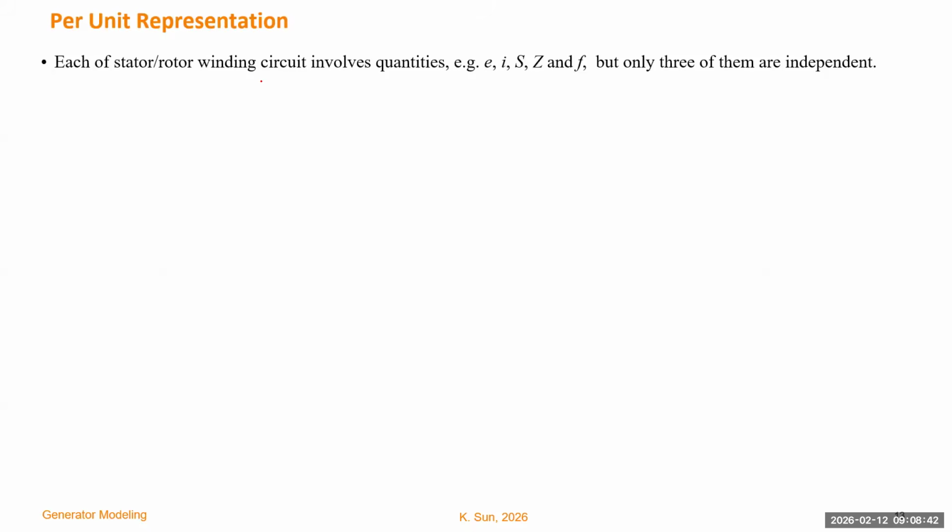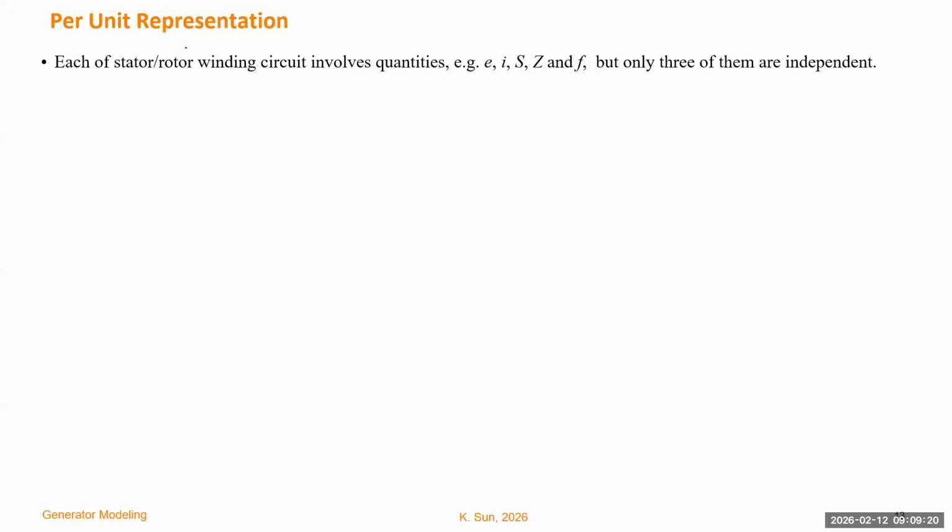We need to introduce the per unit representation to simplify the equations, because for the generator we have a stator winding and the rotor windings, and they are isolated from each other. So each one will have its own voltage and current level. But when we talk about the model, we want to have the whole set of equations, and we don't want to bother remembering the unit or the voltage or current level for each individual circuit. So it is a smart choice to introduce a per unit representation.